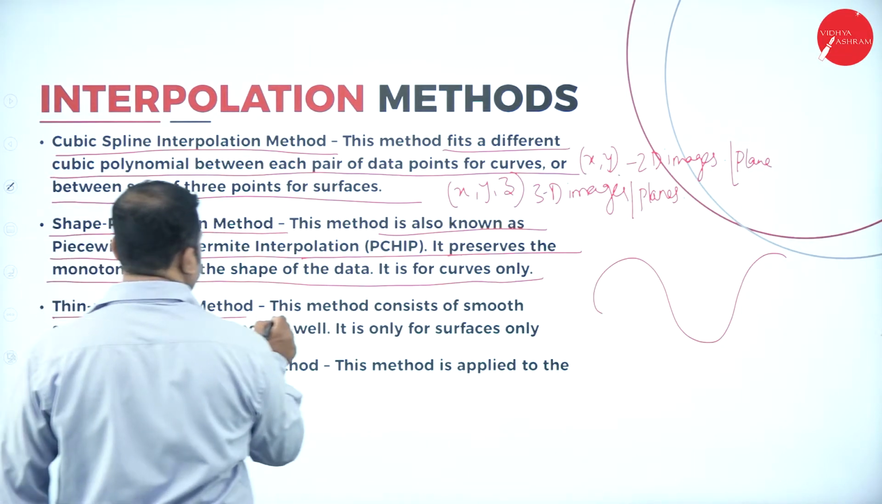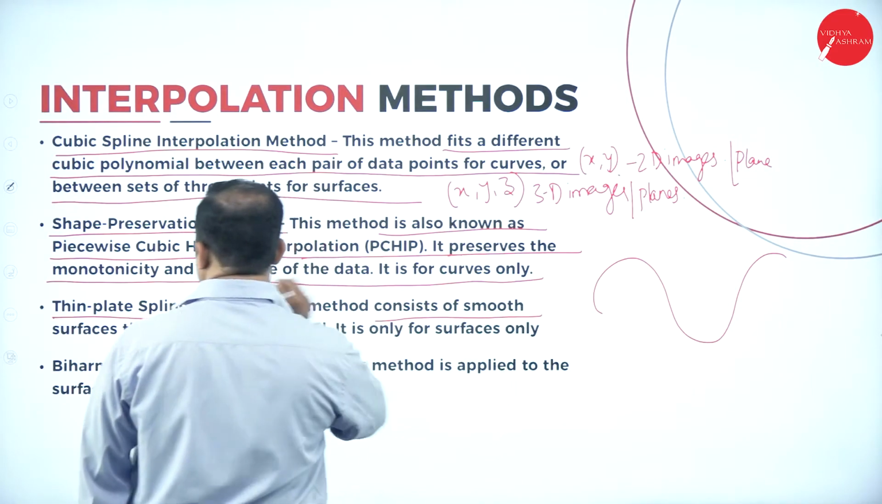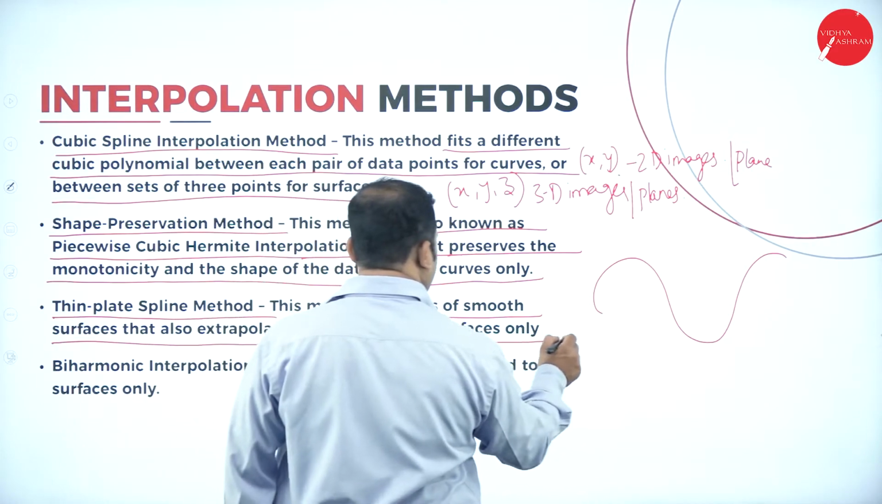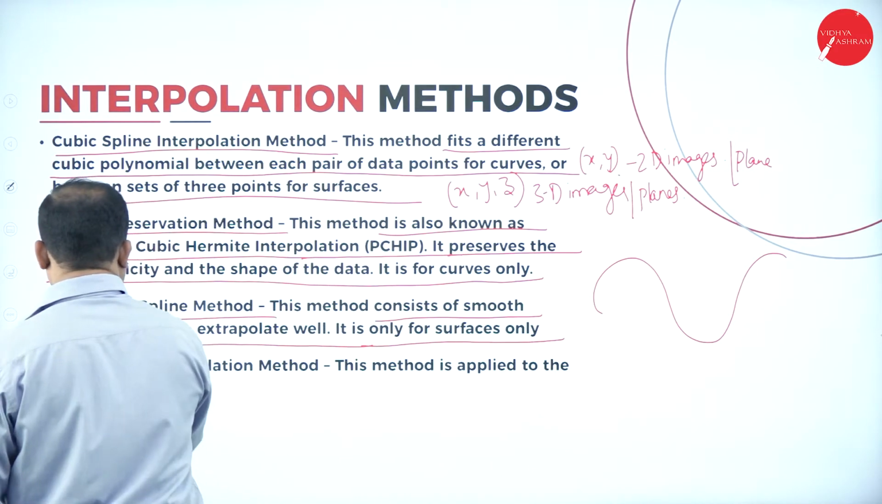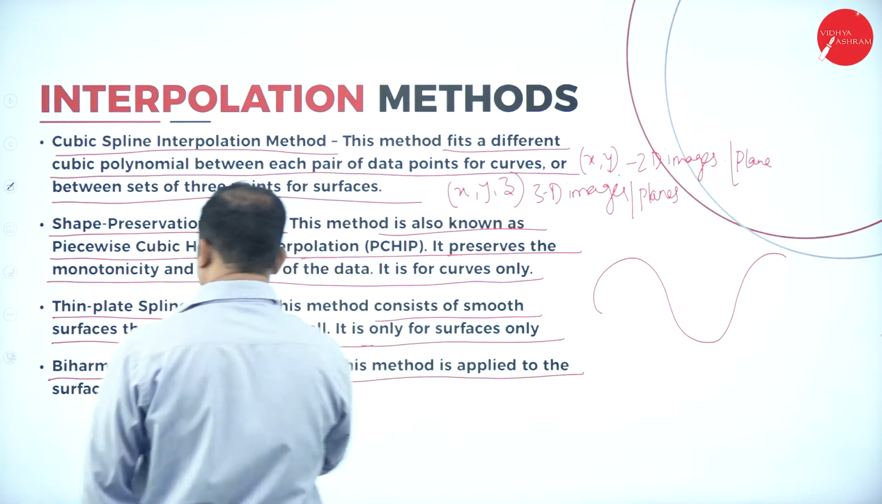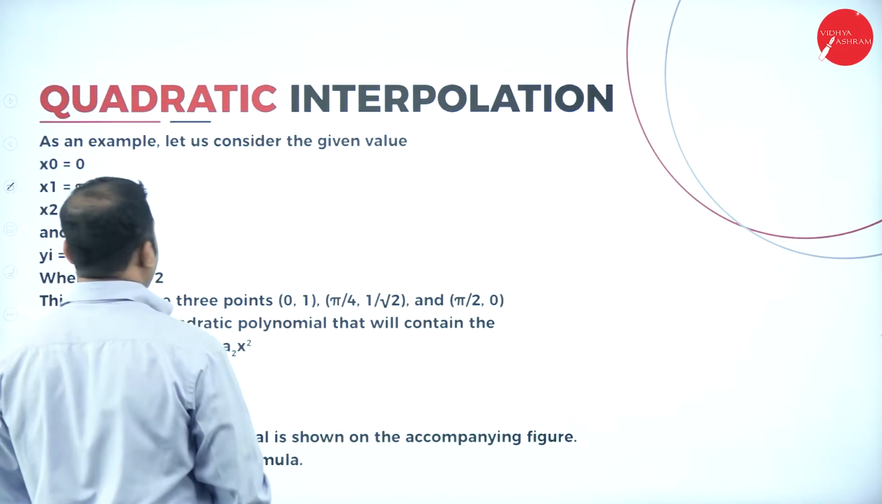Then the thin plate spline method. This method consists of smooth surfaces that also extrapolate well. It is only for surfaces. Then the biharmonic interpolation method. This method is applied to surfaces only.